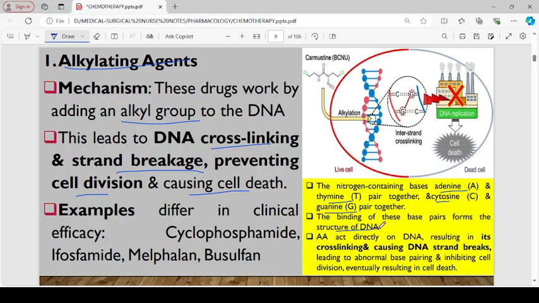However, when you have an alkylating agent, which is a drug being given to treat cancer, it will act directly on the DNA, and this will result in cross-linking and strand breakdown. Figure out in this case, guys, you have these two. Of course, normally cytosine will pair with guanine and adenine with thymine. But in this case, you can see this abnormal connection where we have guanine and guanine binding, and this is going to lead to DNA strand breakdown, abnormal base pairing, inhibiting cell division, eventually resulting in cell death.